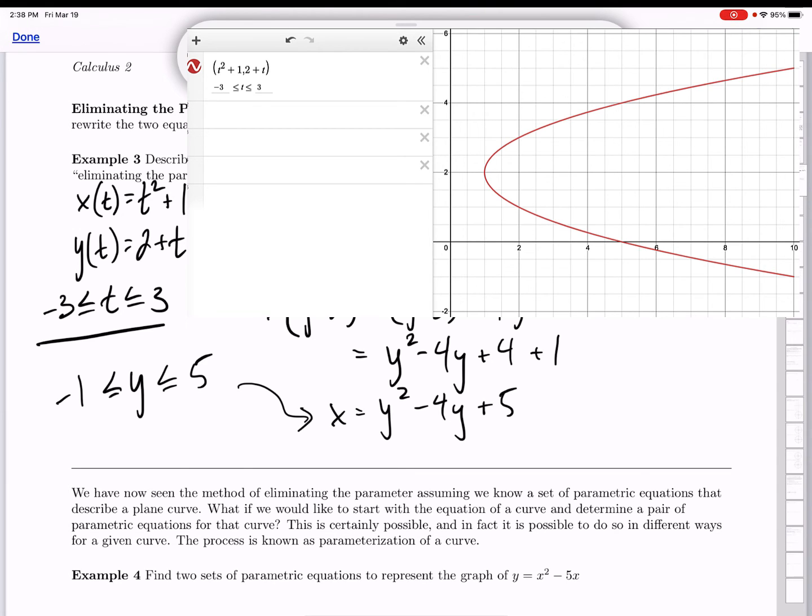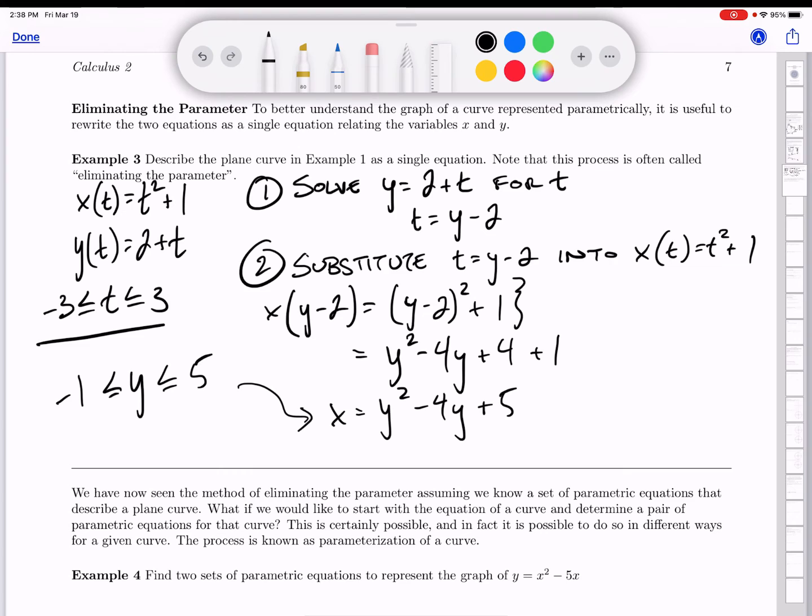In addition to the picture that we used, seeing that y was going from -1 to 5 when t is going from -3 to 3, you can also see this in the algebra here. y equals 2 plus t. If you apply that to both of the endpoints, you can see that -3 will go to -1 and 3 goes to 5. You do have to be aware that that doesn't always work depending on the function that you have. It works here because y is an increasing function.